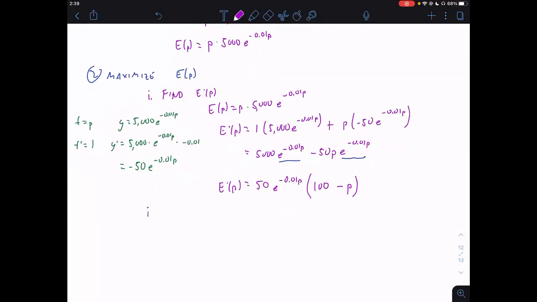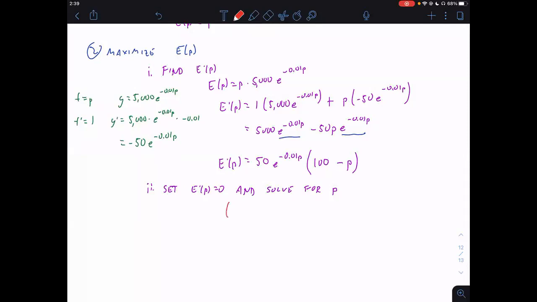And now for the second step, what do we do to optimize the function after we find the derivative? Set it equal to 0 and solve for p. So next step, set our derivative equal to 0, and in this case solve for our variable p to find the critical numbers of our price point. So we're going to take 50 times e to negative 0.01 p, multiplied by 100 minus p, and set this equal to 0.